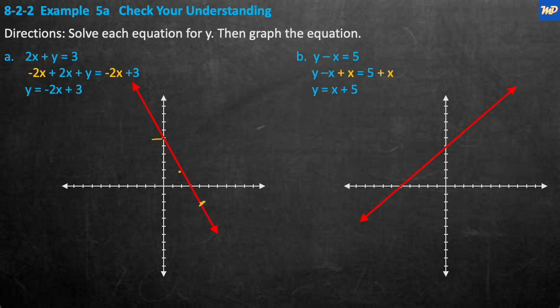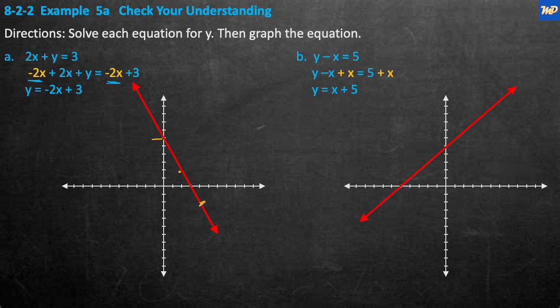So we start with 2x plus y equals 3. So that means we have to remove the x's. Let's get the x's off the left side and put them on the right side. In order to do that, we have to add a negative 2x to each side, right there. And when we do that and we simplify, we're going to get y equals minus 2x plus 3. So now we have to graph it.